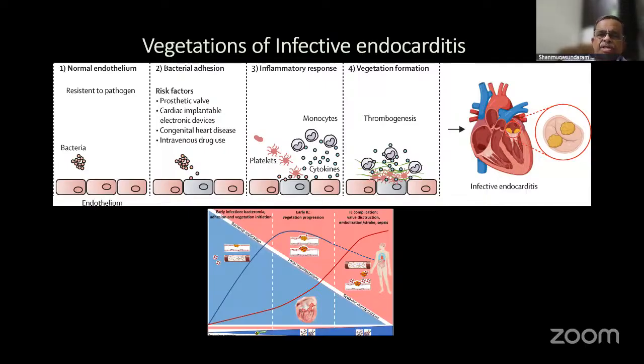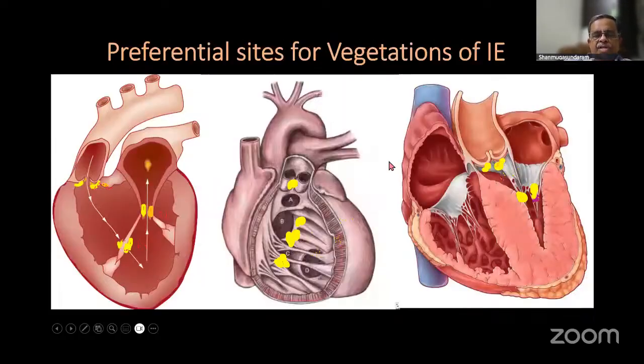The formation of vegetation is well known to you. There is a hemodynamic trauma to the endocardium. Bacteria get adhered. The inflammatory cells accumulate, fibrin accumulates, and result in the formation of a vegetation. Location of the vegetation can tell you that it is likely to be caused by infection. In valvular diseases, for example, in MR, the atrial side is the preferential site. In aortic regurgitation, it is the ventricular side of the semilunar valve that is the favorite site for the vegetations to form.